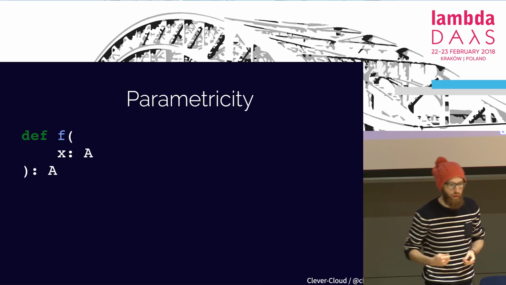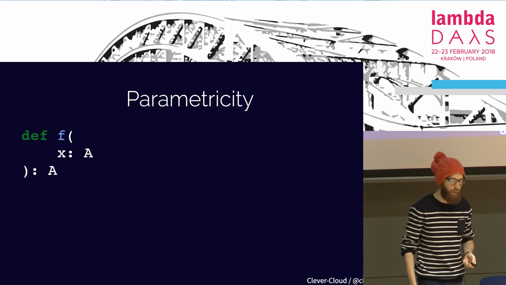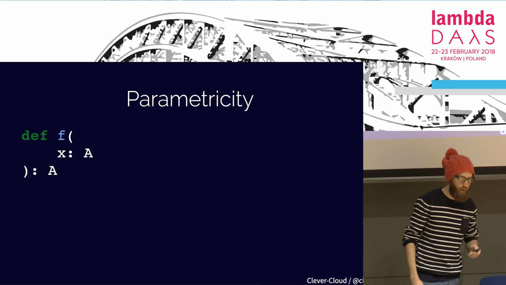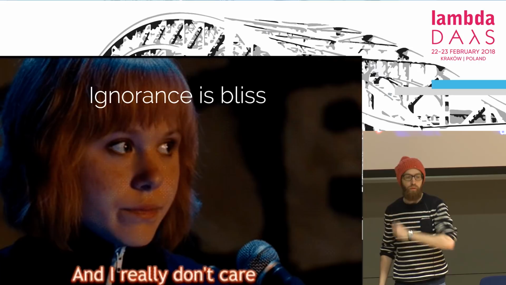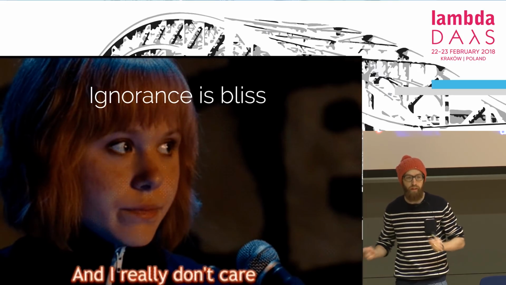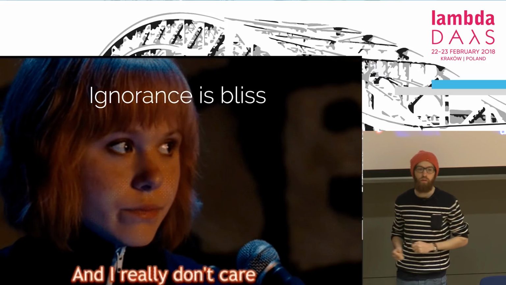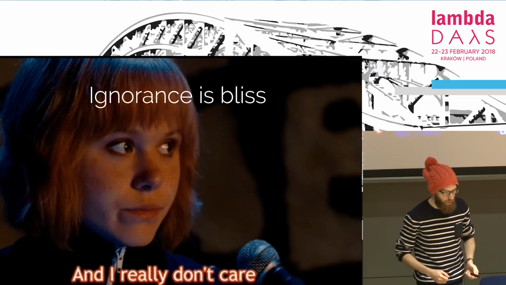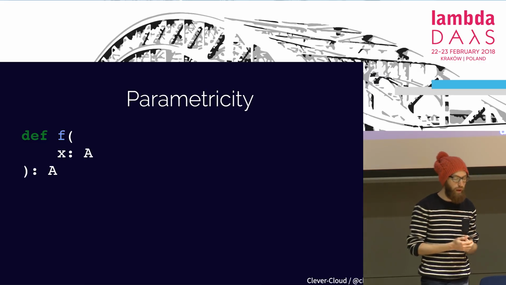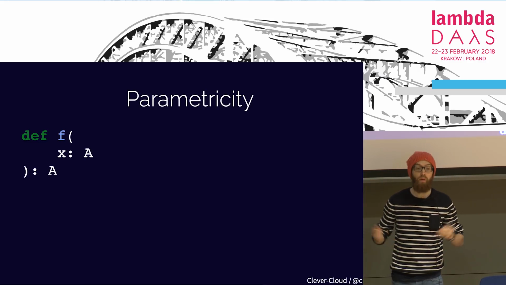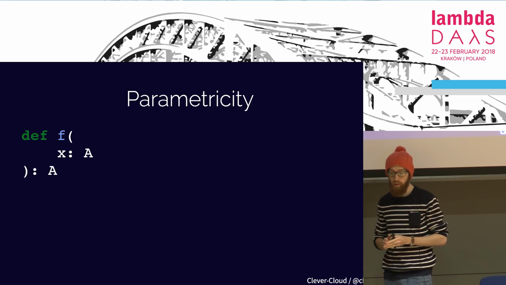But it's not the most important characteristic of generics. The most important characteristic of generics is that you don't make any assumption on the type you parameterize over. You don't know anything about it, and since you don't know anything about it, you can't make stupid mistakes. Small example. This function takes an A and it returns an A, for all A.